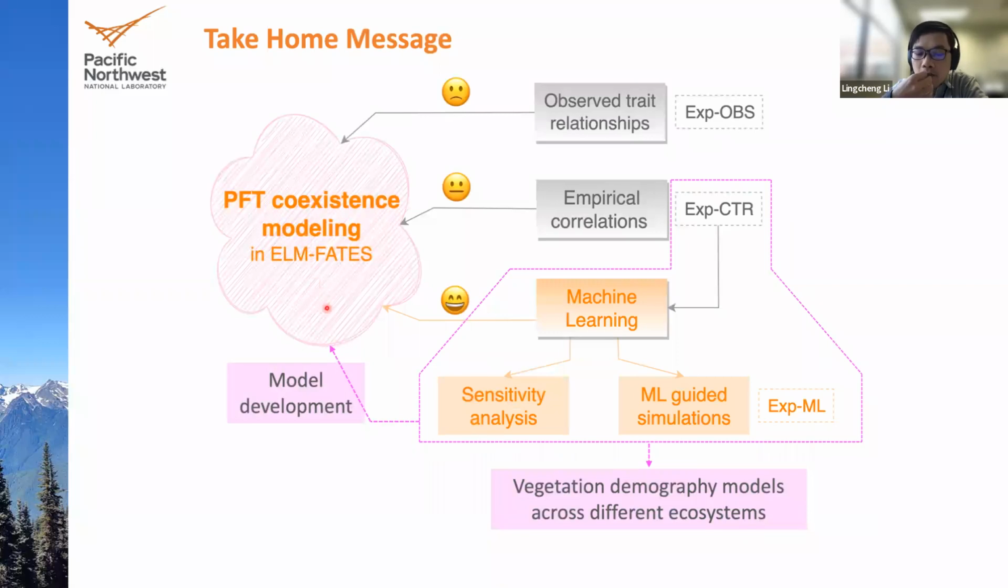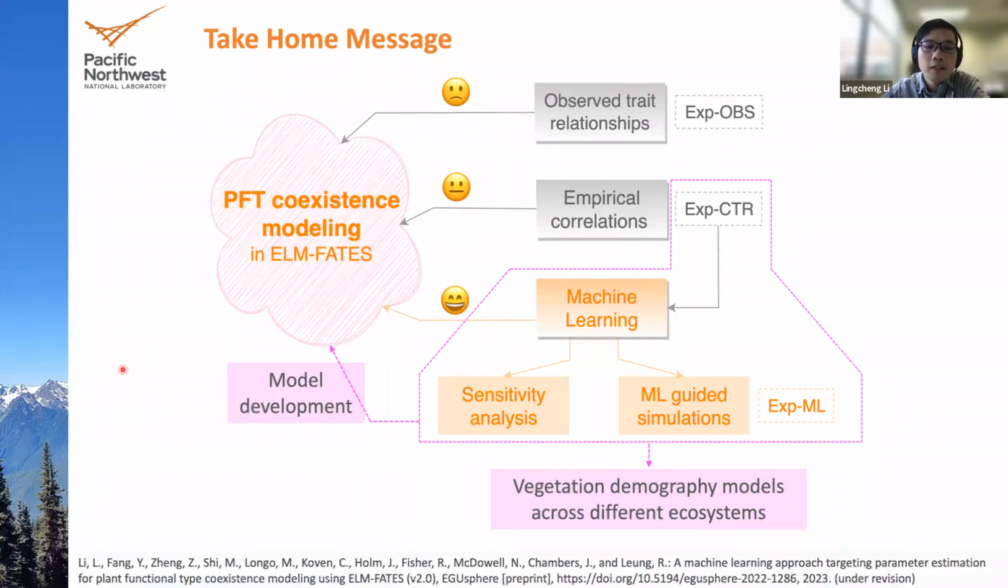For example, when we do the parameter sensitivity analysis, we find that for PFT coexistence, many parameters are very important, which means this process is very sensitive. After we get the most sensitive parameters, we can find out which process these parameters control. Then we can go deeper to analyze which process is not represented well in the models.